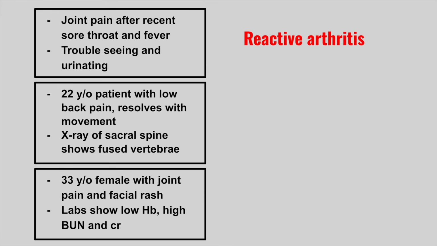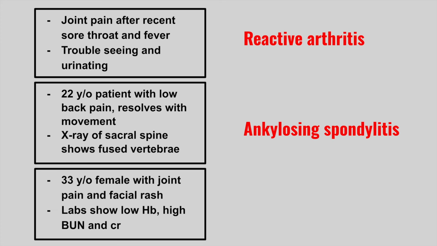Next, we have a 22-year-old patient with low back pain that resolves with movement. An x-ray of the sacral spine shows fused vertebra. So this is ankylosing spondylitis, and the imaging findings are also known as bamboo spine. And something really important here is that you want to monitor chest expansion to assess the disease severity.